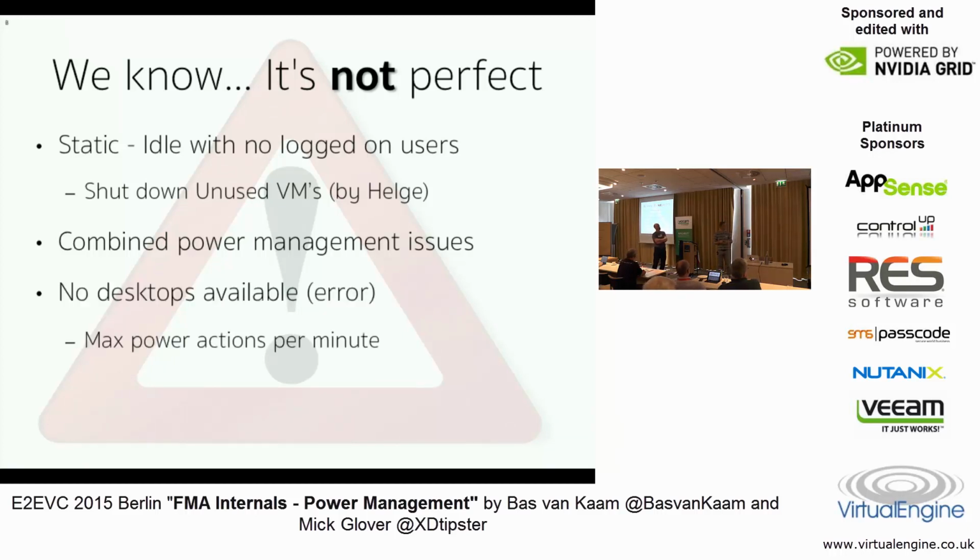And this is something that Mick already touched on. The no desktops available error can occur when the max power actions per minute, the throttling, yeah, the throttling. For example, if you have a large delivery group with a few hundred machines that need to be pre-booted in the morning, the max power actions per minute is basically XenDesktop telling the underlying hypervisor how many power actions it can execute per minute, and booting a machine is one of them. If you have a large number of machines, it can take a few minutes, and if a large amount of users are trying to log in, they can get this error.